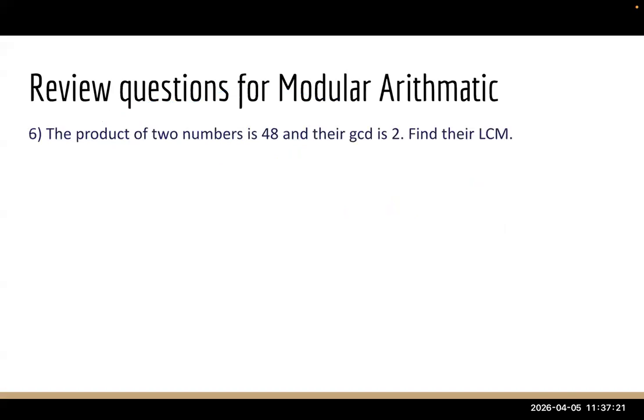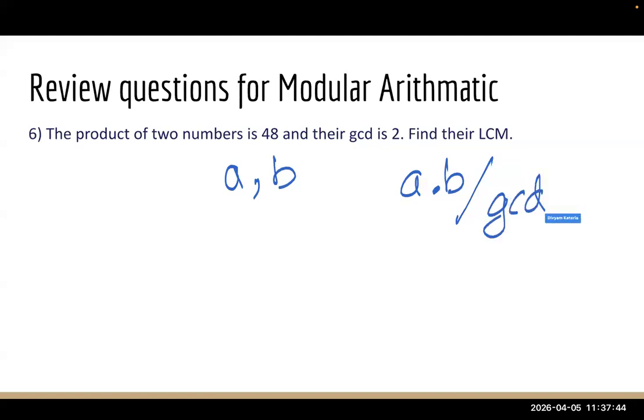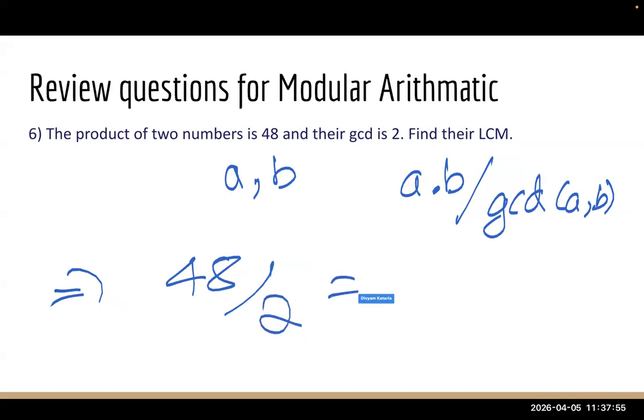So the product of two numbers is 48, and the greatest common divisor is 2. We need to find their LCM. There is a particular formula that some people use, and it involves the product of the two numbers. So let's say the numbers are A and B. We can write this as A multiplied by B divided by the greatest common divisor of A and B. So this technically becomes 48 divided by 2, which is 24, and that will be our LCM.